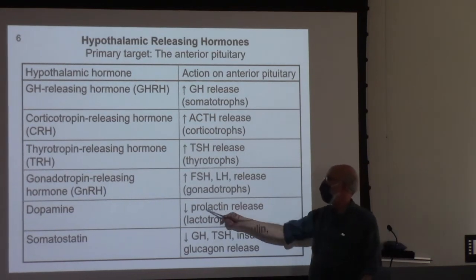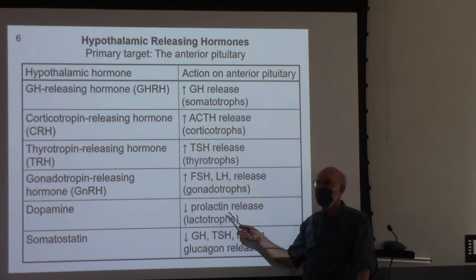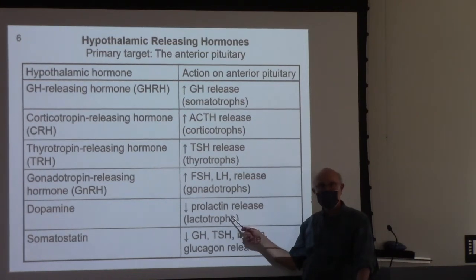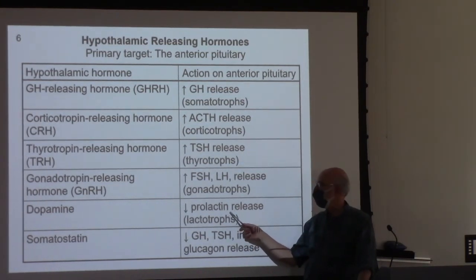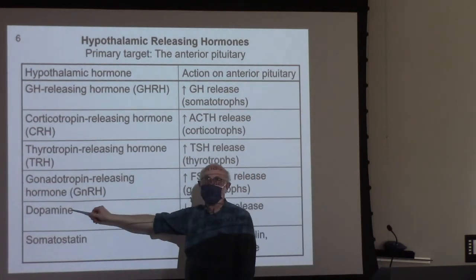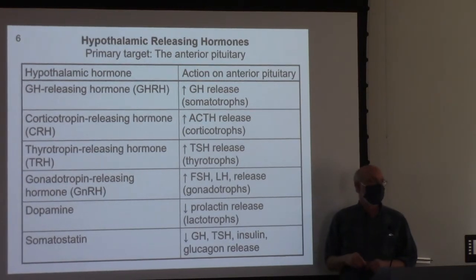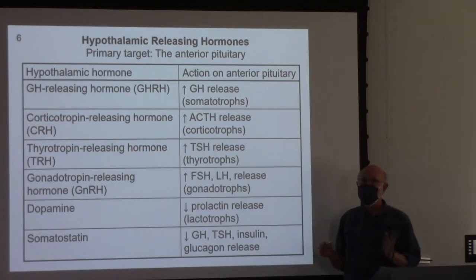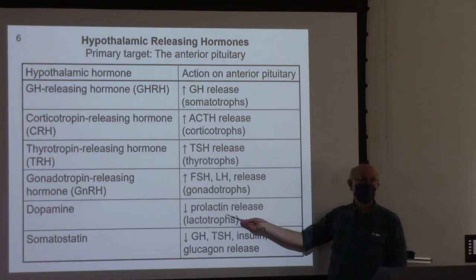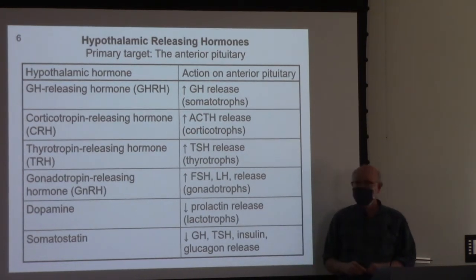You can probably guess from the name that this is important for the production of milk by the mammary gland after childbirth. The brakes are put on until childbirth. And then the brakes are let go, and prolactin release happens, and the breasts produce milk.